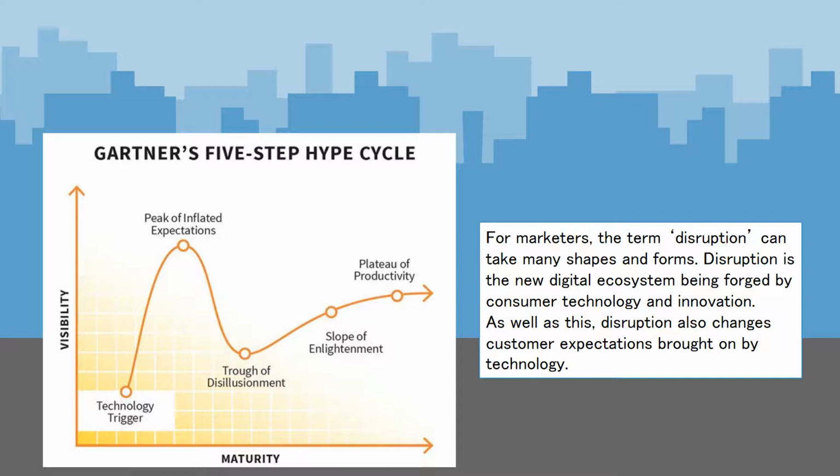Now, this roller coaster disruption can be too much for students, but for marketers, the term disruption can take many shapes and forms. Disruption is the new digital ecosystem being forged by consumer technology and innovation. As well as this, disruption also changes customer expectations brought on by technology. Well, this is all very good for marketers because they're experts in using technology, but mostly for students, they are naive, they are inexperienced, and they are dependent on the teacher to give them good advice.